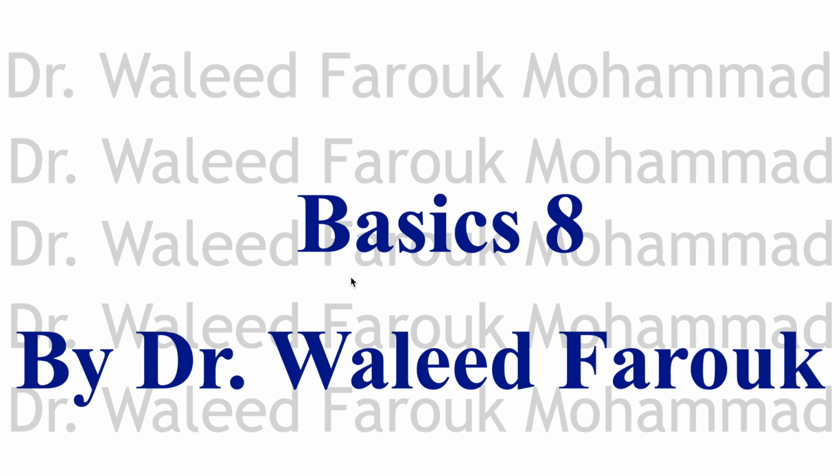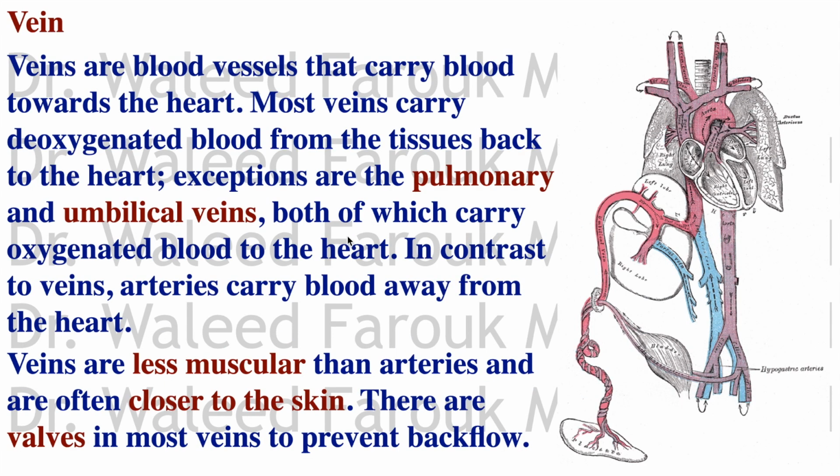In this lecture, we'll continue our talk about the cardiovascular system. So let's begin. We discussed the arteries before, and today we'll talk about veins. They are vessels that carry blood towards the heart after collecting the waste products from the cells, CO2 and the waste products. And so they carry deoxygenated blood from the tissues. Exceptions are the pulmonary and umbilical veins, which carry oxygenated blood.